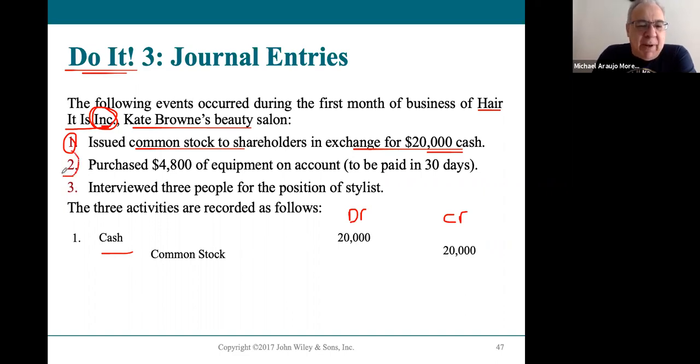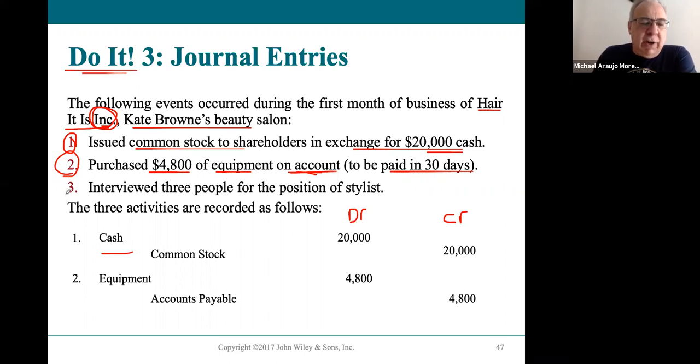The second thing that happened here is they purchased $4,800 of equipment on account, which means they bought the equipment, but now it's going to be paid in 30 days. So you know what happens here when you buy equipment, you have more equipment. So more equipment is on the debit side. When you have to pay a bill in 30 days, that's an accounts payable, right? Accounts payable is a liability. Liabilities will increase on the credit side. So how would it look in the journal? Simply a debit to equipment for $4,800, a credit to accounts payable for $4,800. That's how it would look in the journal.